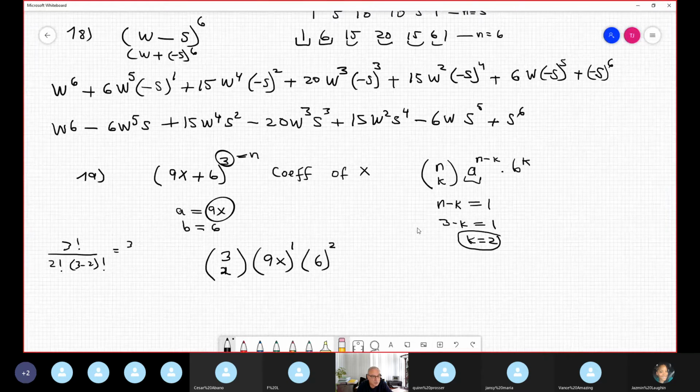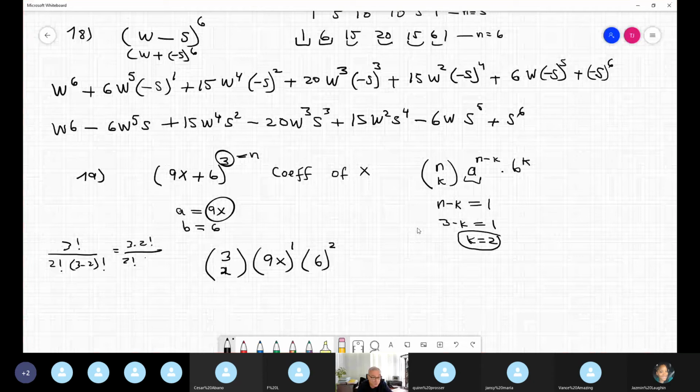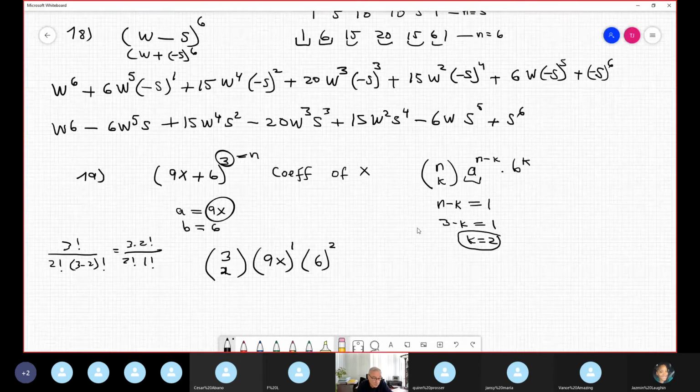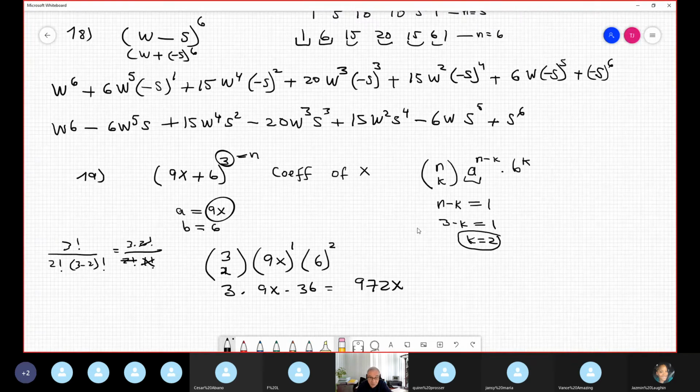This is 3 times 2 factorial, this is 2 factorial, this is 1 factorial. 1 factorial is obviously 1, invisible, 2 factorial cancels, this is 3. This is 9x and this is 36. And the multiplication of everything is 972x. Okay, so I suppose that when you expand this binomial, the term in the third position, at k equal to 2, the element of the term is 972x.